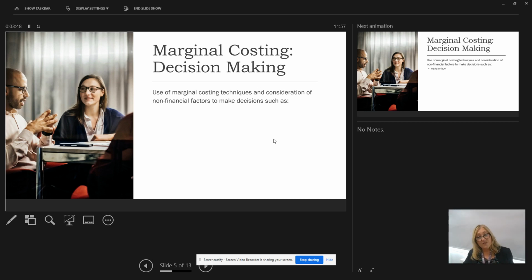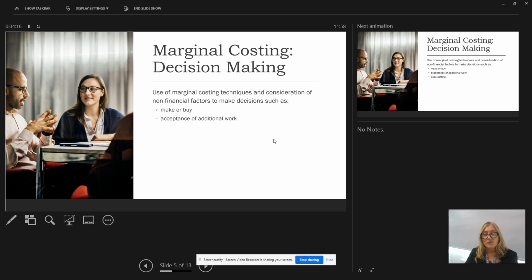But obviously it's got a number of advantages. It's very simple to understand. Non-accountants love it. Bank managers love it. You can put it in a graph so it looks pretty, all those kinds of things. We might have to use marginal costing to make decisions. So taking those marginal costing techniques, the results of break-even analysis, target profit calculations, that kind of thing, to make decisions such as whether we should continue to make something or buy it in, whether we should accept additional work.